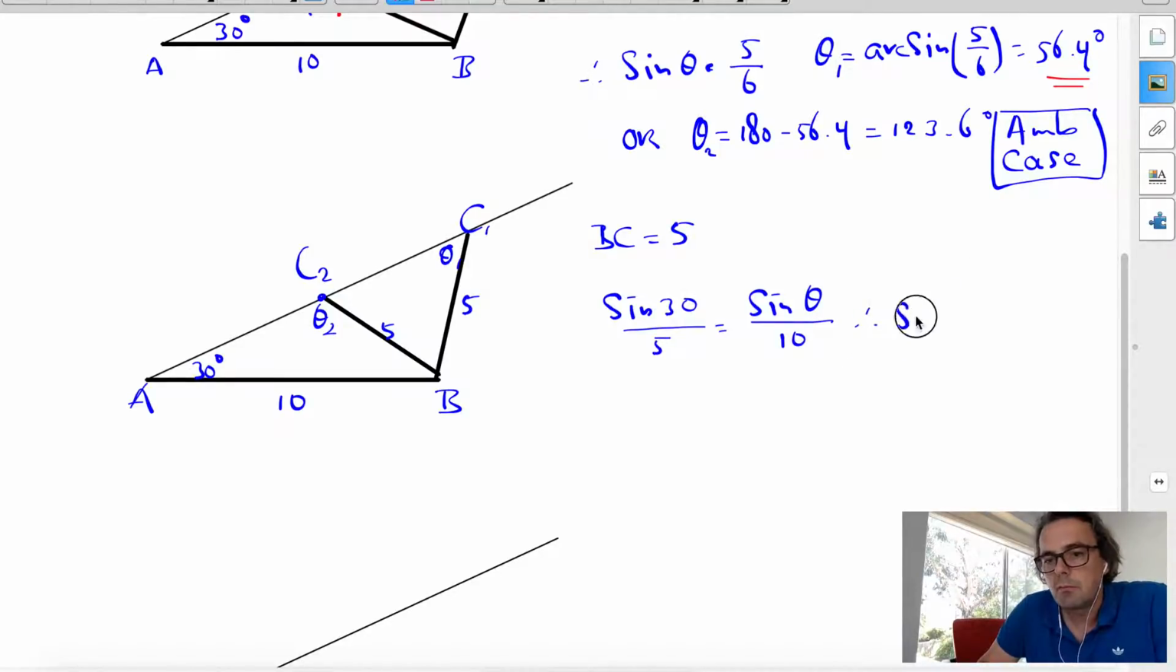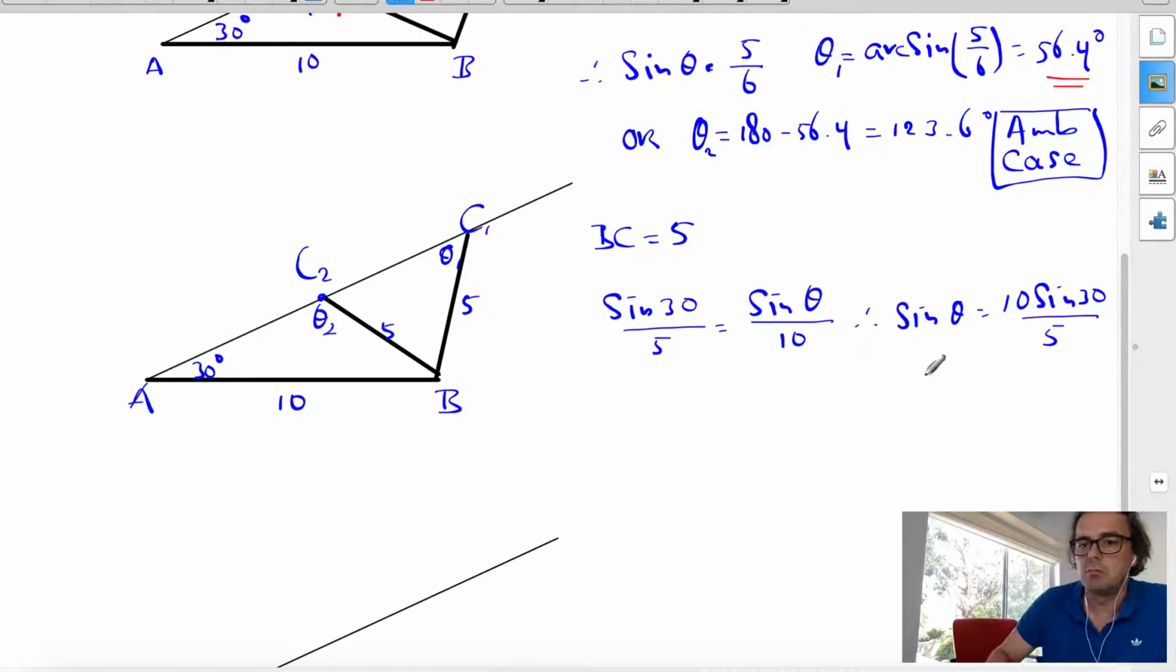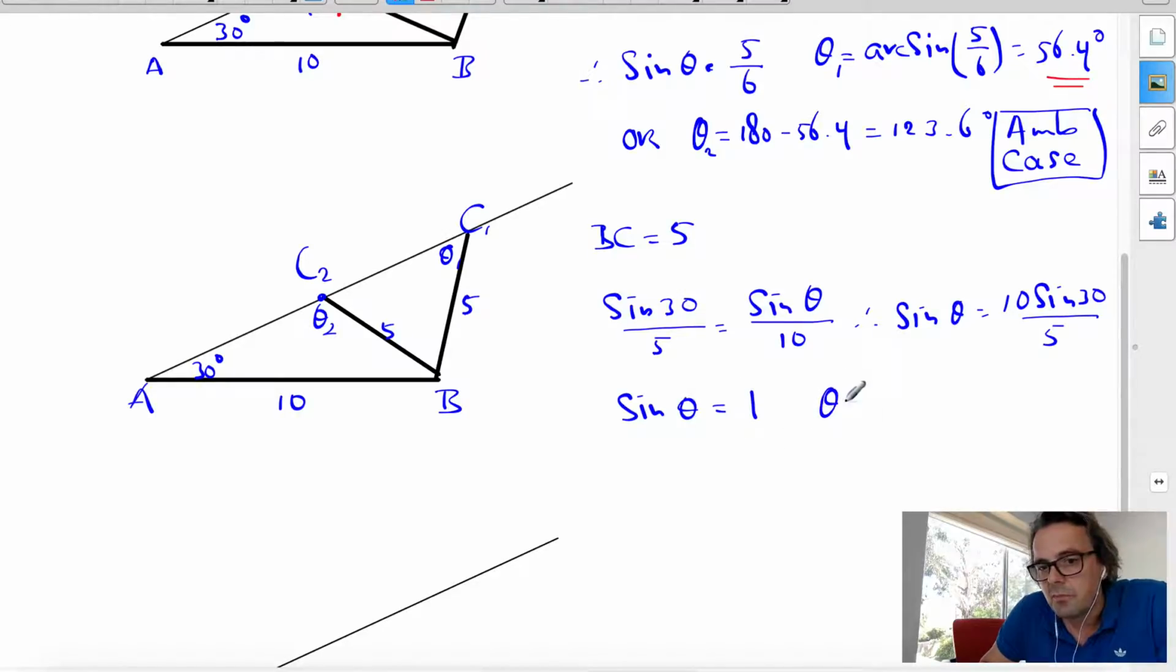So again, sine theta is 10 sine 30 over 5 this time. Hey, wait a minute, sine 30 is 1/2. 1/2 times 10 is 5. 5 over 5 is exactly 1. So sine theta equals 1. So theta is the arcsine of 1.